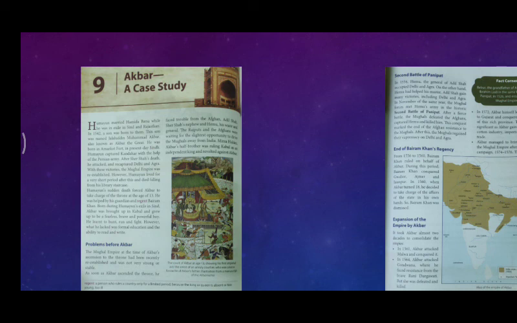Akbar was the son of Humayun and Hamida Banu Begum, while Humayun was in exile in Sindh and Rajasthan. In 1542, Akbar was born to them. At the time of his father's death, Akbar was merely 13 years old and was under the guardianship of Bairam Khan.